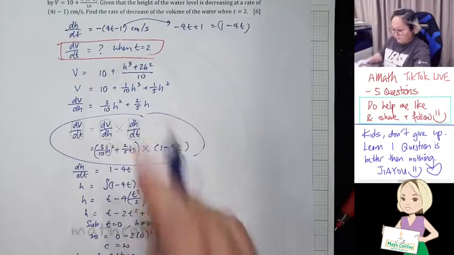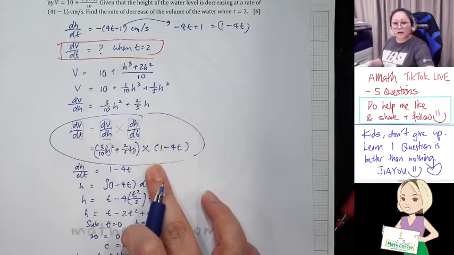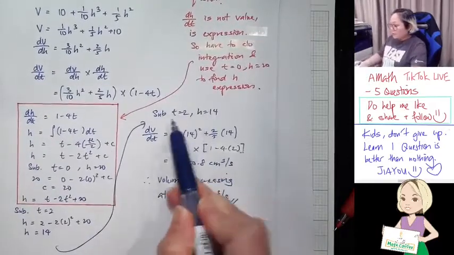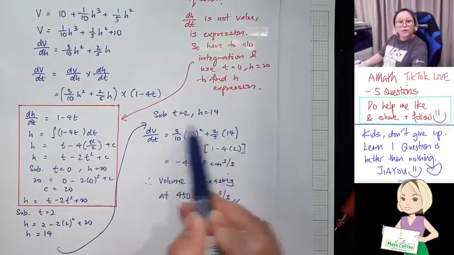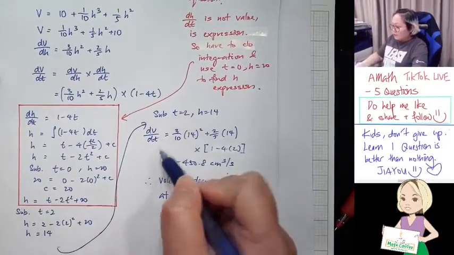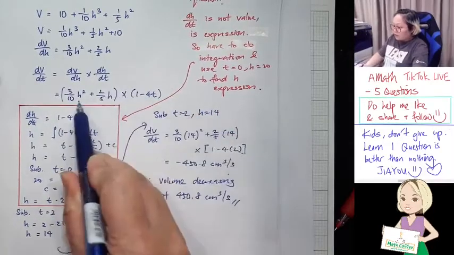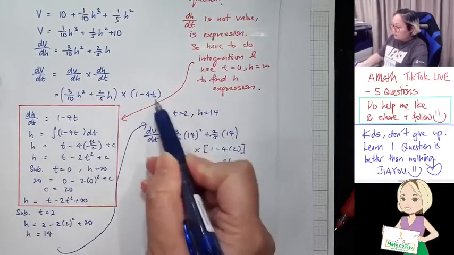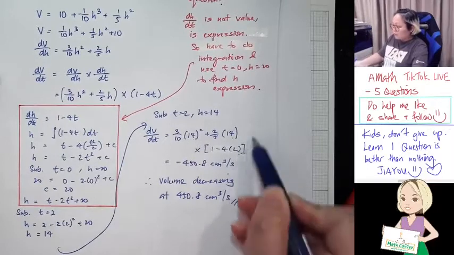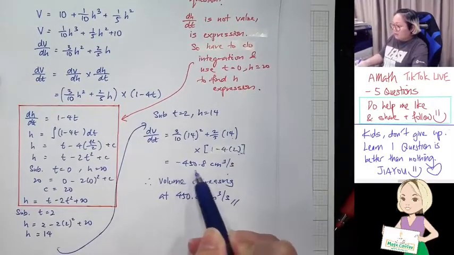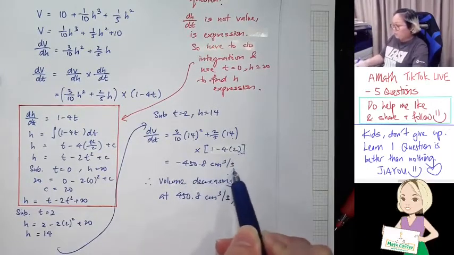So in this case, I can come back to this formula over here. See here, I'm supposed to sub t equals 2, h equals 14. So just now, over here, I'm going to sub in my h equals 14 and my t equals 2. And I get negative 450.8 cm cubed per second.